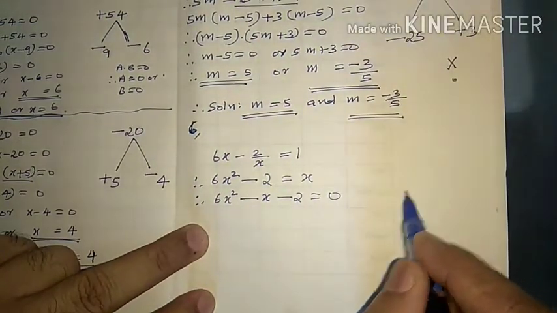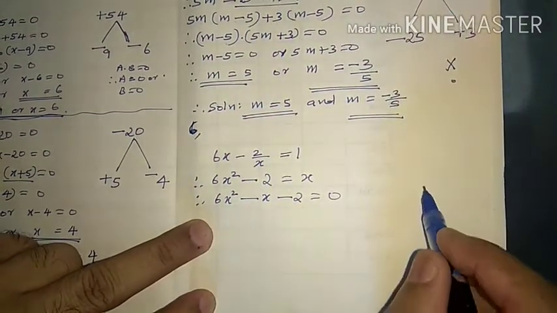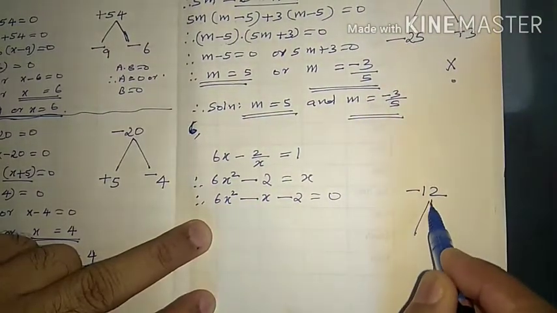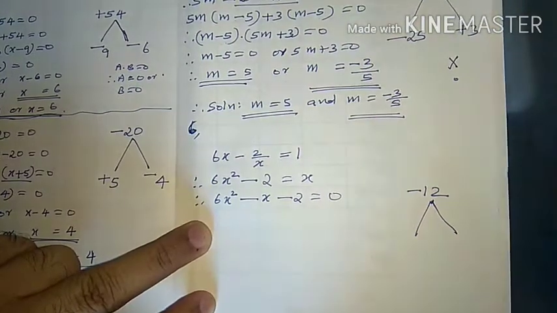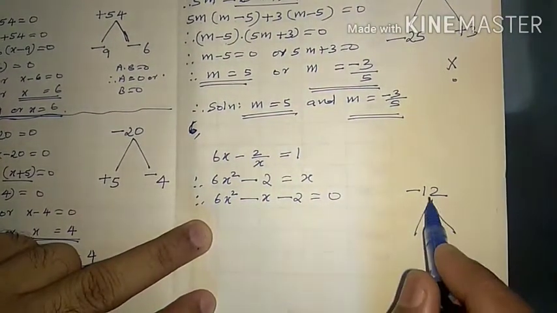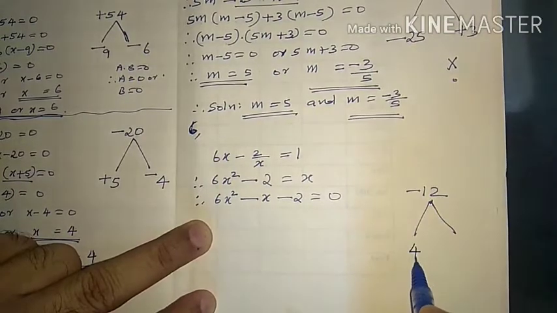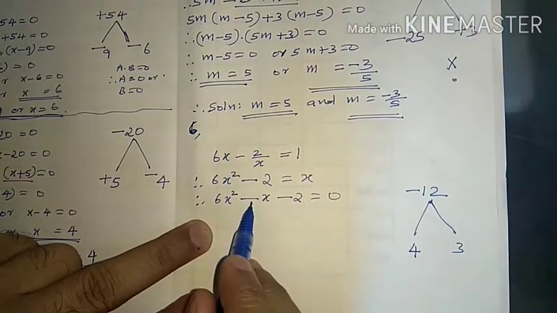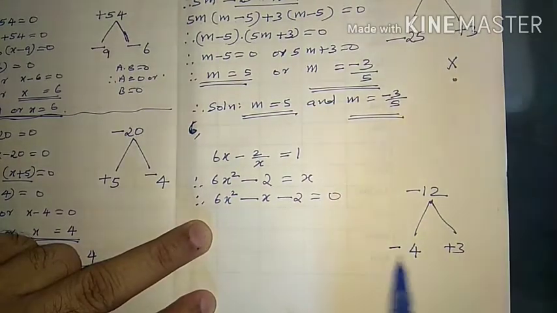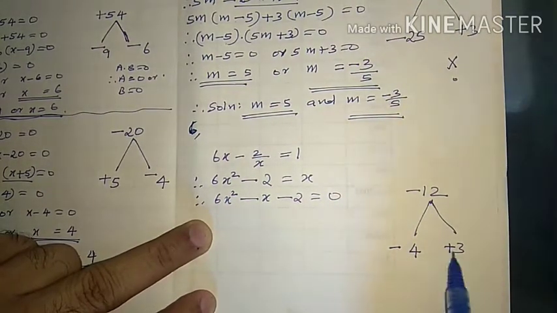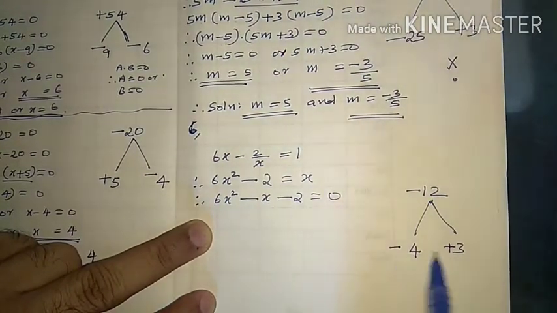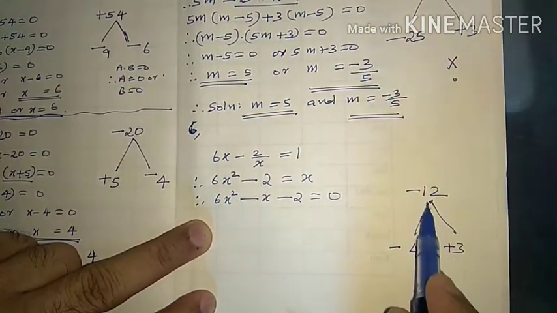Now product: 6 into 2 is 12, plus into minus is minus 12. We have to factorize minus 12. The product should be minus 12 and the sum minus 1. 4 3s are 12. So here it is 4 and 3, 12, but the sum is minus 1. So minus 4 plus 3. Add and see: minus 4 plus 3 is minus 1. Minus 1 times x. Product minus into plus is minus, 4 3s are 12, minus 12.